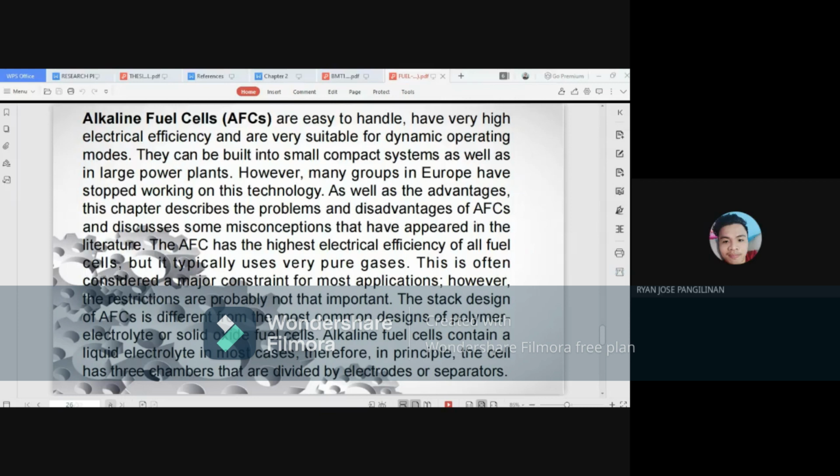So the AFC has the highest electrical efficiency of all fuel cells, but it typically uses very pure gases. This is often considered a major constraint for most applications. However, the restrictions are probably not that important. The stack design of AFCs is different from the most common designs of polymer electrolyte or solid oxide fuel cells. Alkaline fuel cells contain a liquid electrolyte in most cases. Therefore, in principle, the cell has three chambers that are divided by electrodes or separators. So that was the alkaline fuel cells.